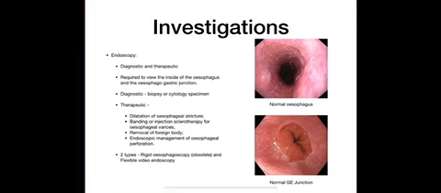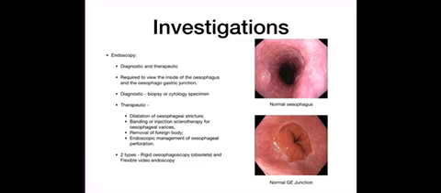Moving on to endoscopy. It can be both diagnostic and therapeutic. It is required to view the inside of the esophagus and the esophagogastric junction. Diagnostic procedures such as biopsy or cytological specimen in case of carcinoma esophagus can be performed using an endoscopy. The various therapeutic procedures that can be performed by endoscopy are dilatation of an esophageal stricture, banding or injection sclerotherapy for esophageal varices, endoscopic removal of foreign body, and endoscopic management of esophageal perforation.